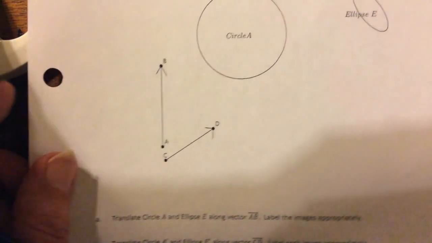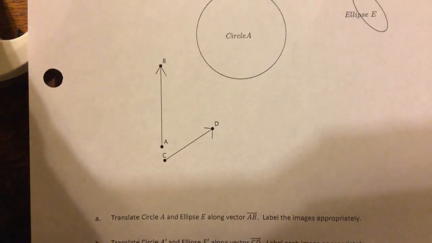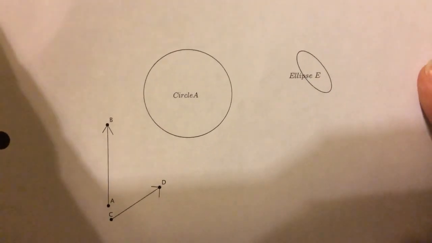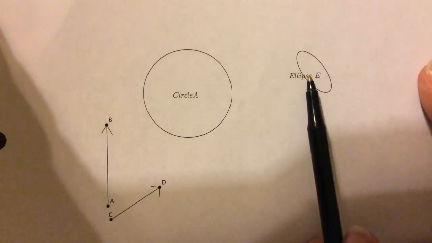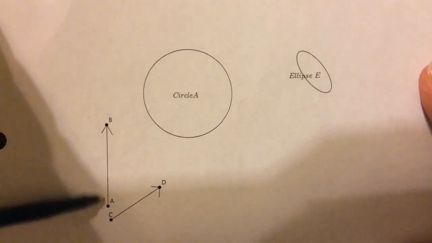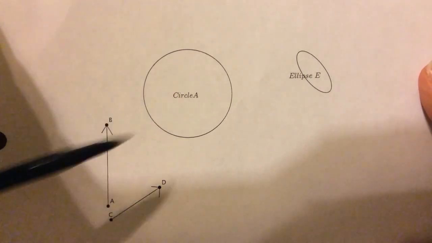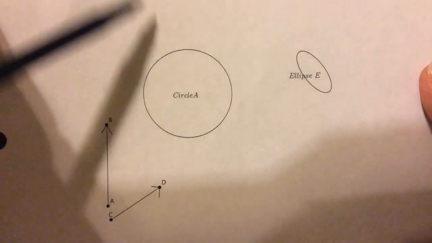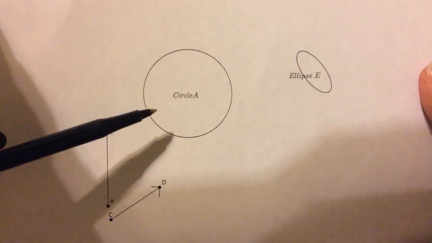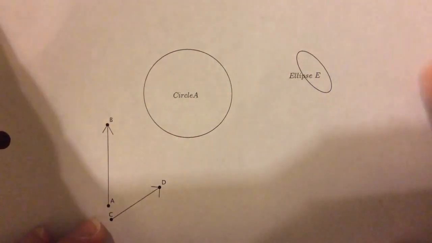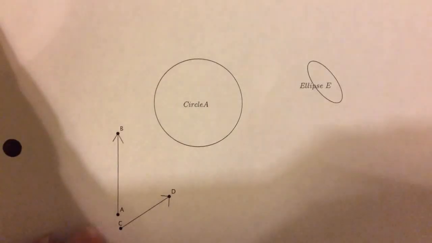Now this one, we don't have the coordinate plane to help us, but we can still work on it. So I'm supposed to translate circle A and ellipse E along vector AB. So think about what vector AB is going to do to these shapes. It's going to move it straight up this distance. So translated circle A should be up here somewhere. Translated ellipse E should be right above itself right there. So let's go ahead and do it.